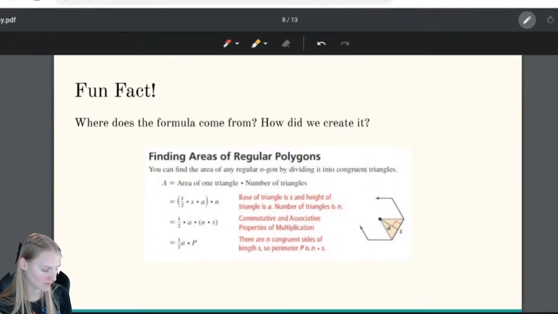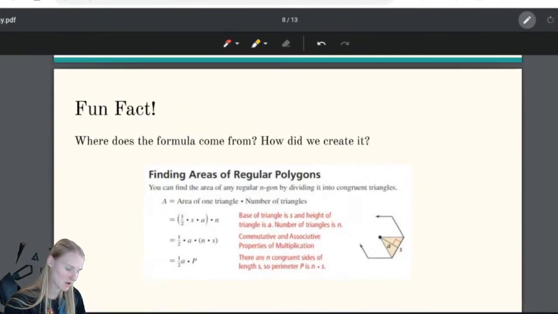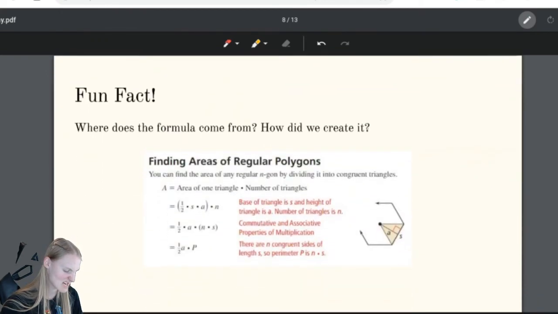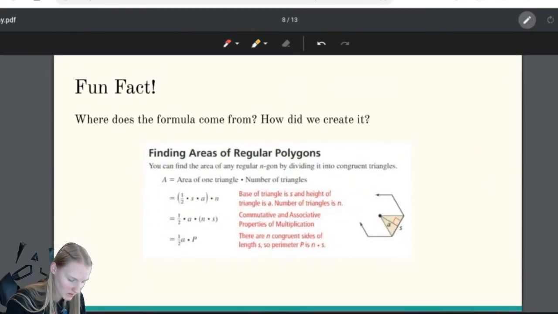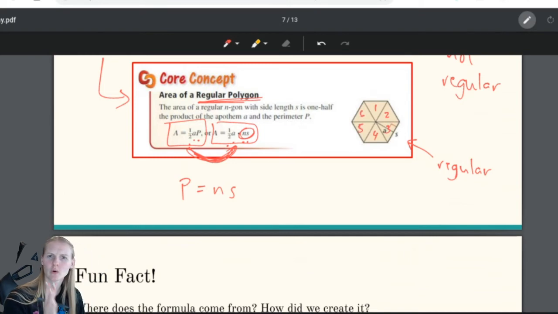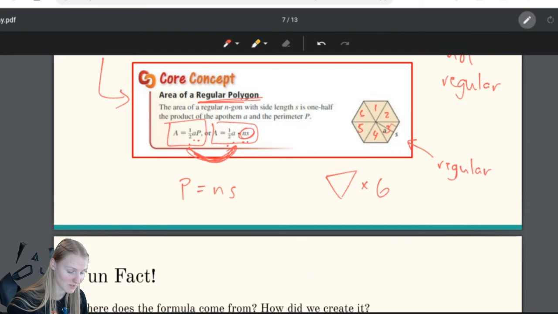No, before we do that, where does this formula come from? How did we make it? How did we create it? Well, see how they split this up into triangles? See here we have 1, 2, 3, 4, 5, 6 triangles. Just like when we triangulated shapes in chapter 7. All of these triangles have the same area. So if I can find the area of one of those triangles, I just have to multiply it by 6 and now I have the area. That's how they got this.